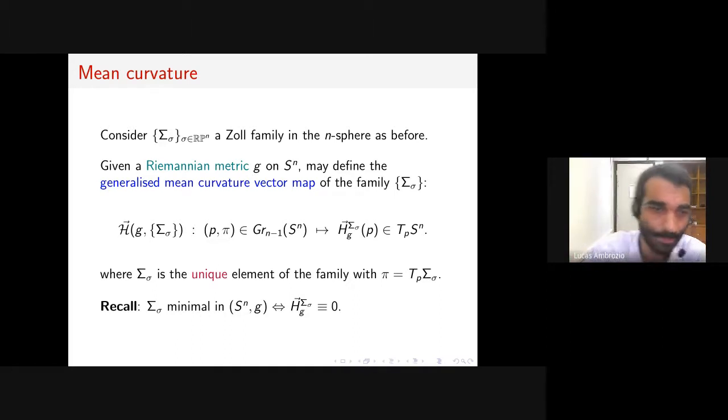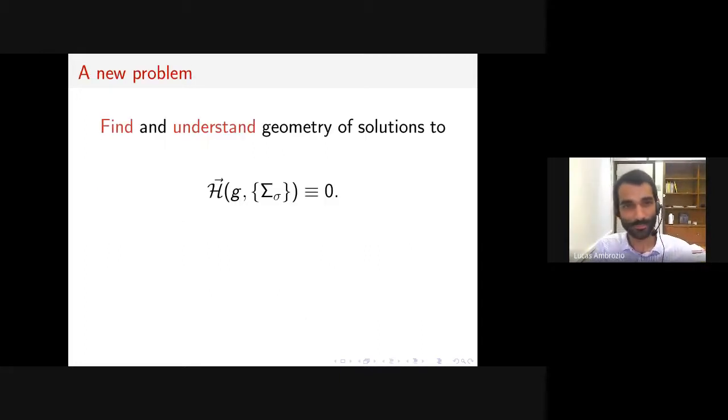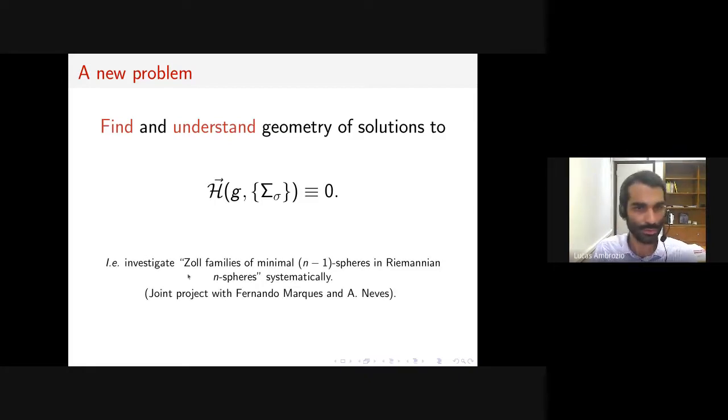And why is this map interesting? Because it's well known that the condition of being a critical point of the area, namely of being a minimal object, is equivalent to the vanishing of the mean curvature vector. So what we are looking for is the solution of this equation. We want to find a metric g and a Zoll family Sigma_sigma such that the mean curvature of all those Sigma_sigma with respect to g is identically zero. In other words, we want to investigate subfamilies of minimal spheres inside Riemannian n-dimensional spheres in a systematic way. This became a joint project with Fernando Codá Marques, Ambrozio and Neves. I will now mention and discuss a few of the results that we obtained.